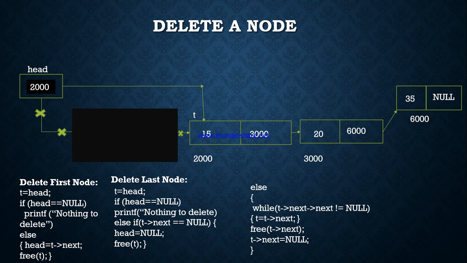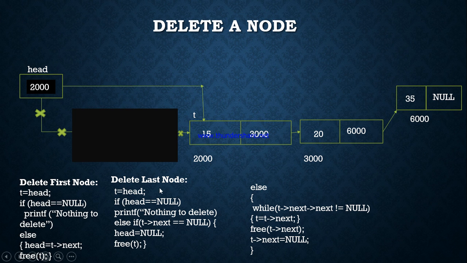This is the logic. In the same way, T equals head. So now the head value is 2000, so head points to this node. This is our present scenario. This is our first node, which is created at 2000. So T points to the node at 2000. Now here we want to delete our last node, that means this node which is created at the 6000 memory location.